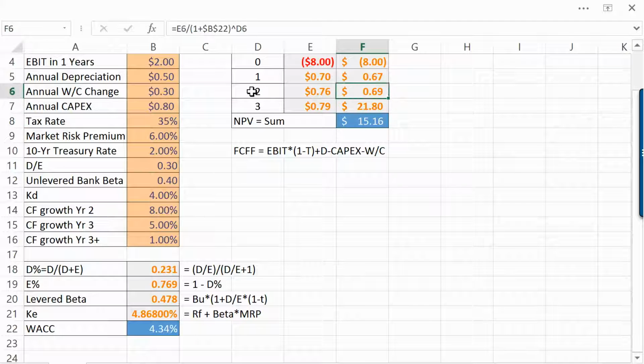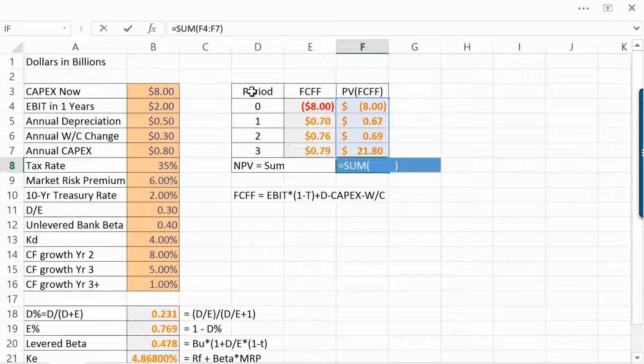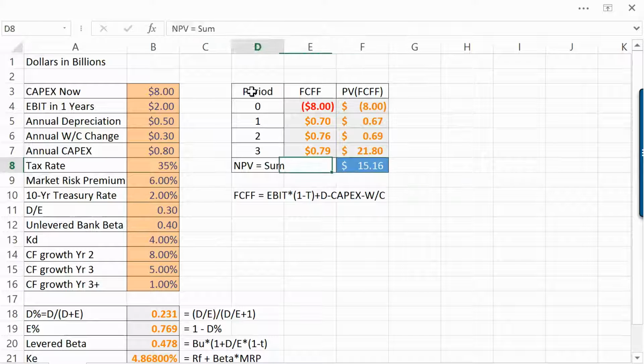So that now is my NPV of this banking investment.